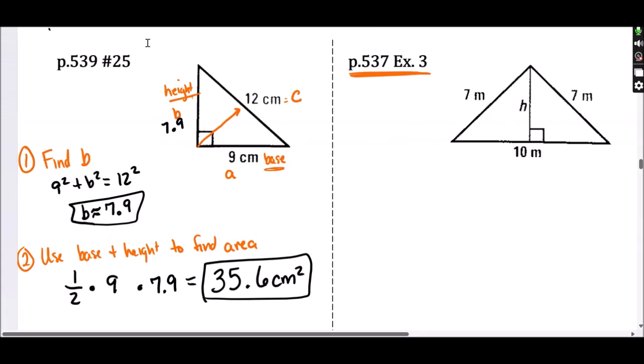All right, guys, so let's look at number 25. So we started with we need to find B, use the base and height to find the area. B should have been 7 9/10. You can see that equation there. And then we should have gotten 35 6/10.